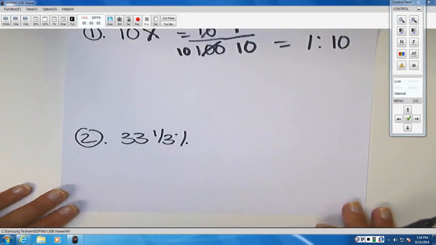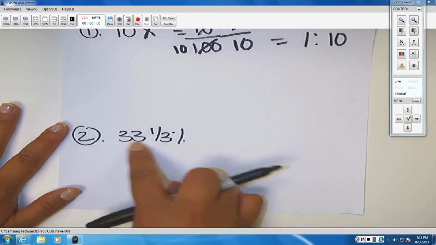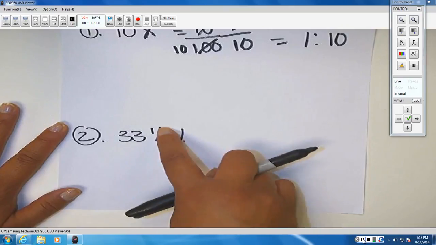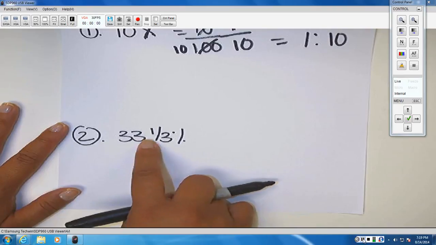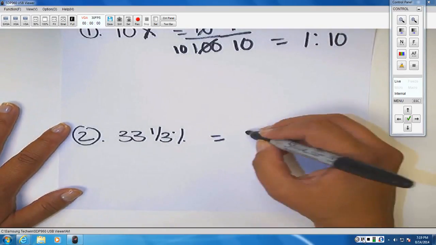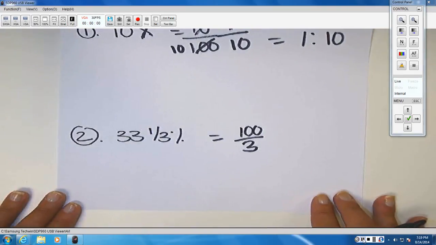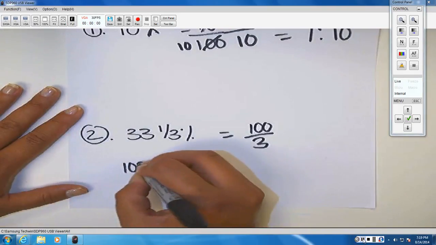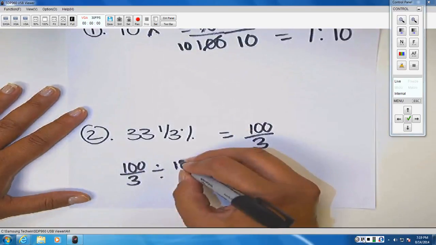Let's do this one. We've got 33 1/3%. So the very first thing I'm going to do is take this mixed fraction and turn it into an improper fraction. I'm going to take 33 and multiply it by 3, and then add my 1. So I know 33 times 3 is 99, plus 1 is 100. So ultimately, I'm left with 100 thirds. Now I'm going to take 100 thirds and divide it by 100, like I did up there.